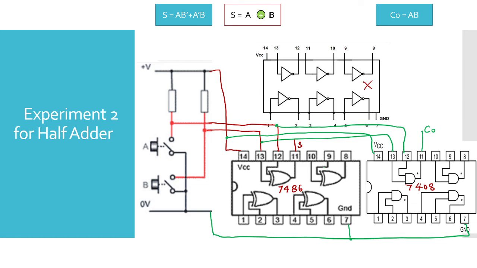So what will you do? Once you finish the connection, you will verify the truth table. One by one you will apply the input combinations by pushing the buttons, starting with 00. You will check what is S, what is C0, and you will verify, and note it down in the truth table. If whatever S and C0 you are getting from the experiment is the same as in the truth table, that means your experiment is successful.